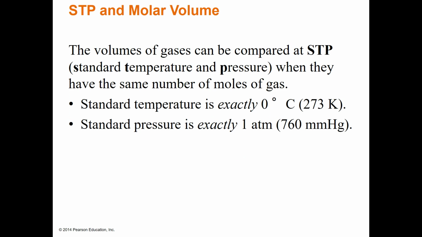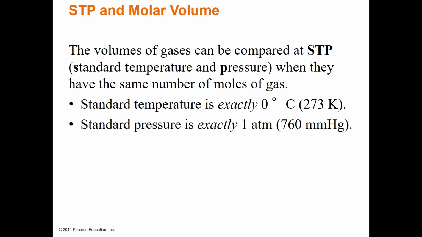All right, the volumes of gases can be compared at STP. STP is standard temperature and pressure conditions. Standard temperature is exactly 0 degrees Celsius, which equals 273 Kelvin, and standard pressure is 1 atm, which is the same as 760 millimeters of mercury. So the volumes of gases can be compared at STP when they have the same number of moles.